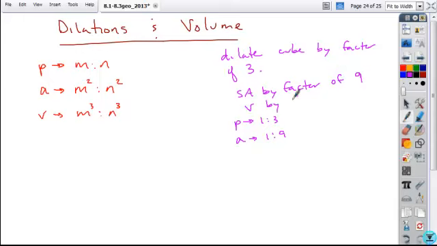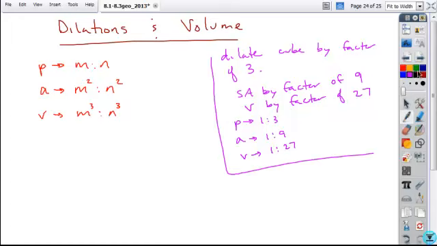What's the volume going to change by? By a factor of, again, 1 cubed to 3 cubed. So the volume is going to change by a factor of 27. Now this is as straightforward as you can get relating these concepts.